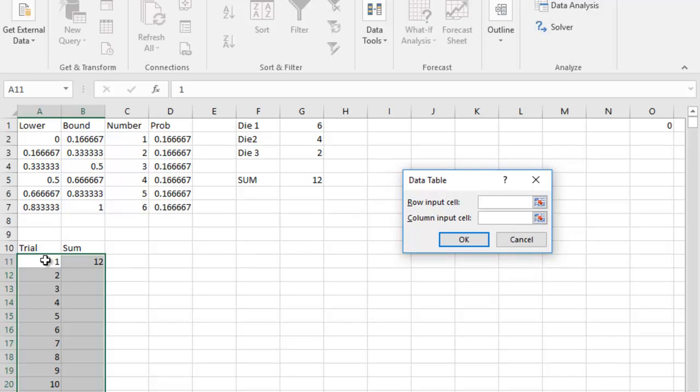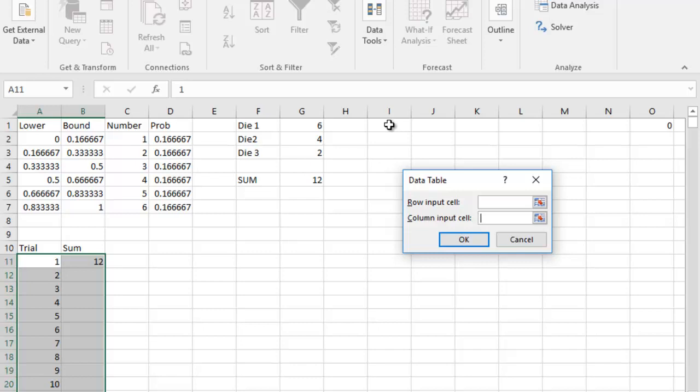Okay, this table only has one column, the actual values that it's filling in. So there is no row input cell. I should leave that blank. And for a column input cell, that's actually being controlled by the rand command. So literally what I have to do here is give it something, but it doesn't matter what I tell it.